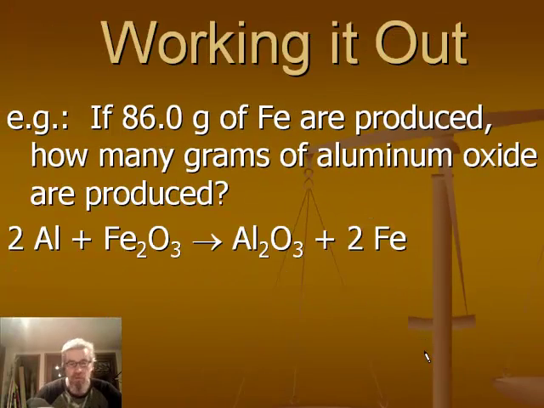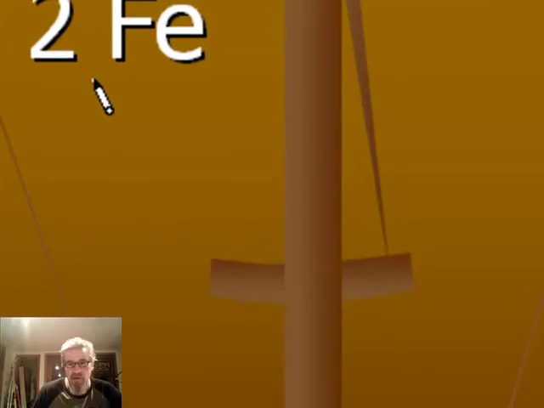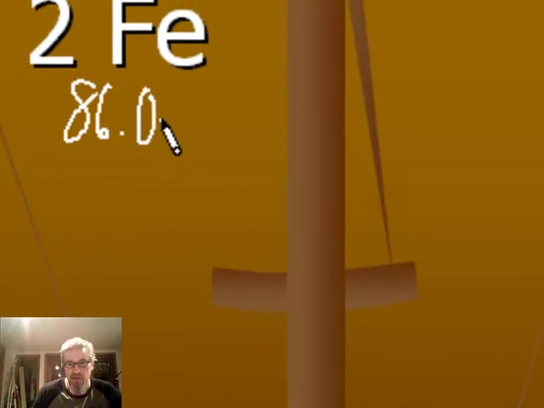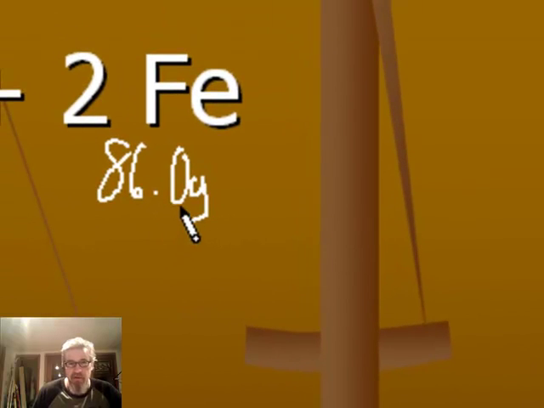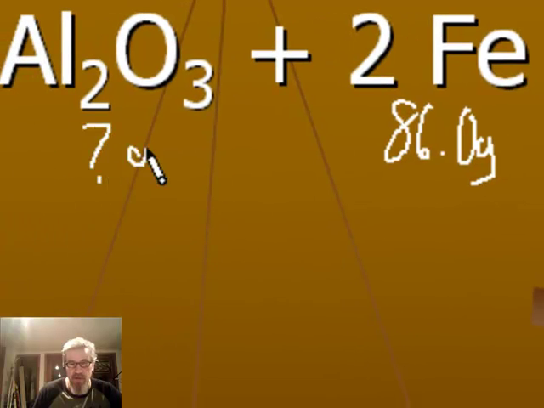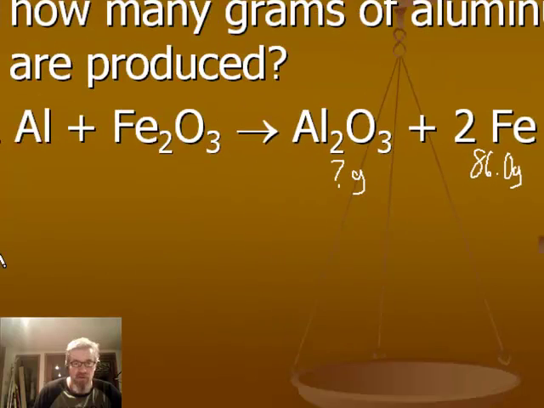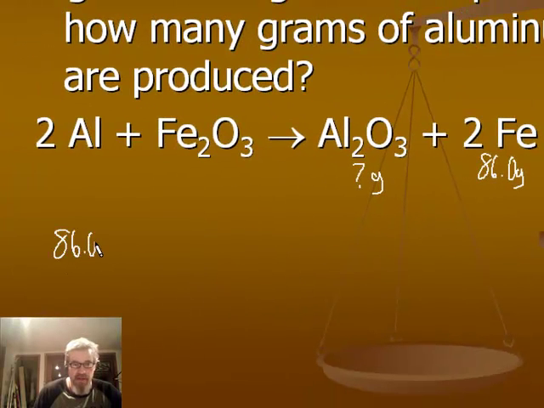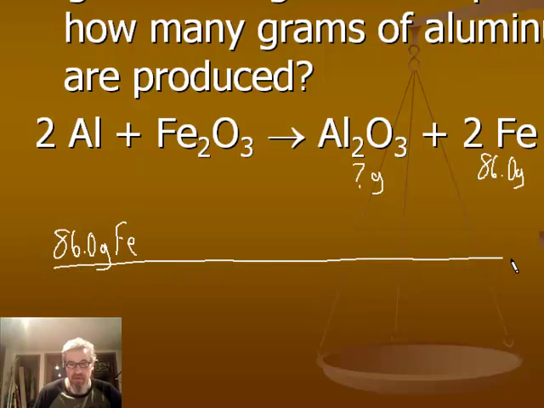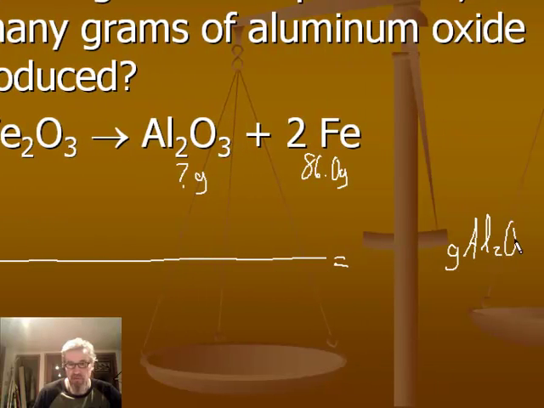You try one. Once again, our starting point is we know that we want to produce 86.0 grams of iron. This time we want to know how many grams of Al2O3 are produced at the same time. As always, start out by writing down what we know. The given information is 86.0 grams of iron. What do we want to find? Well, our target units are grams of Al2O3. That's where we're trying to get.